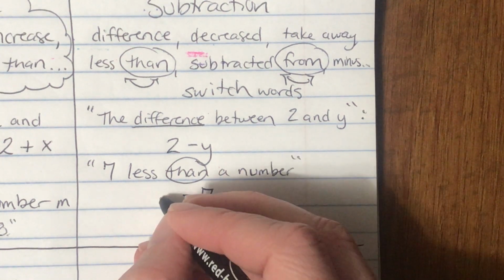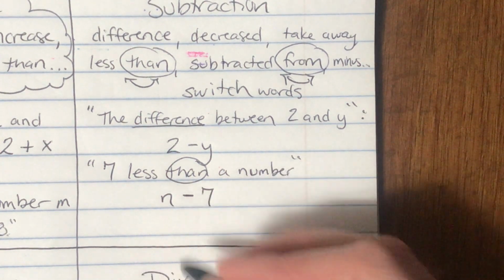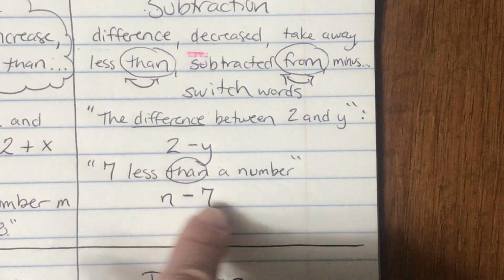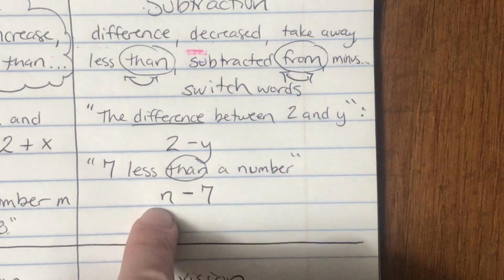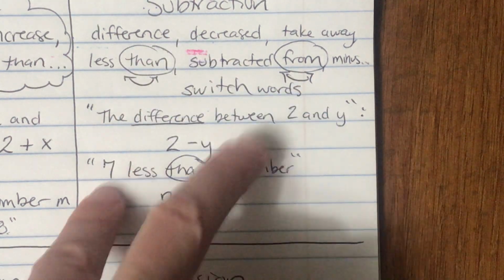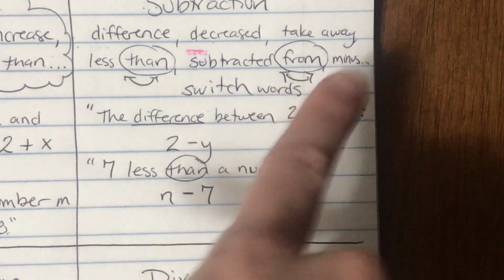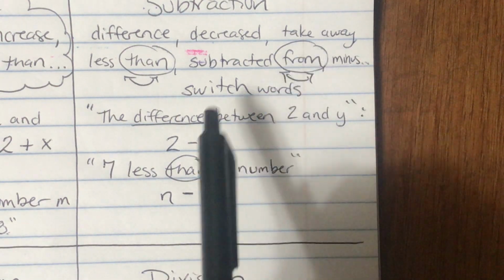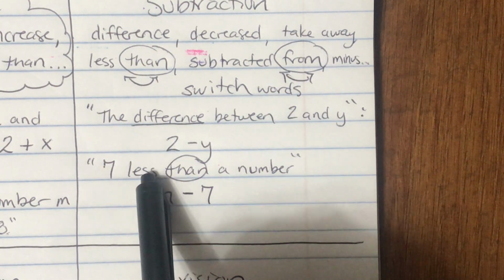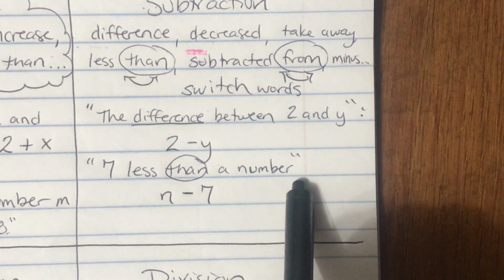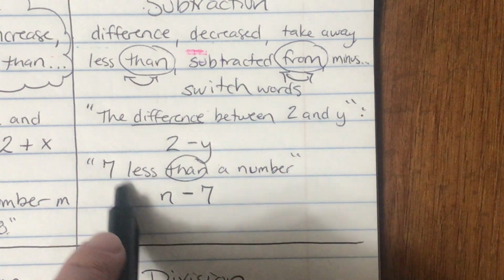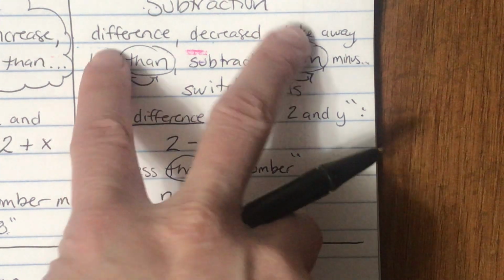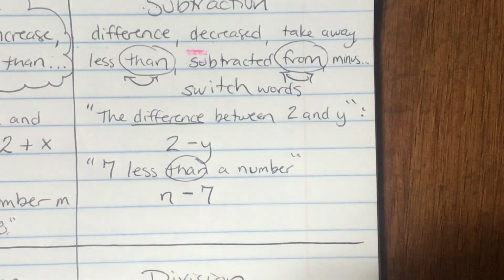So, no, and I could use anything for a number. I'm going to use n. So if you see the word than, what comes first should go last, and what's last should come first. That's why we call these a switch word, because we need to switch that around in order to make it make sense. The word from does the same thing. So if you had said 7 subtracted from a number, what is it that's being subtracted? 7 subtracted from a number would still be n minus 7. Those two words, when you see them, you have to switch the order in which you see it.